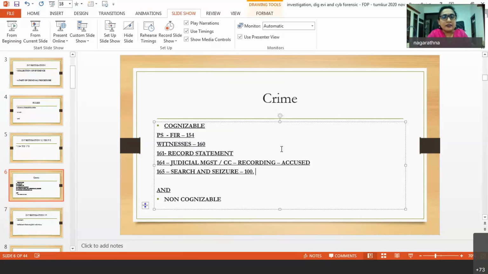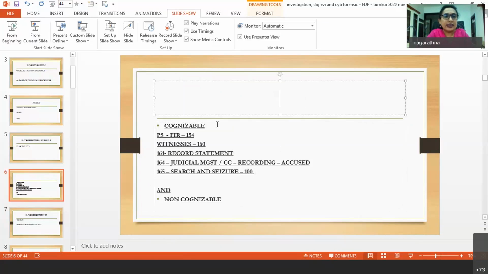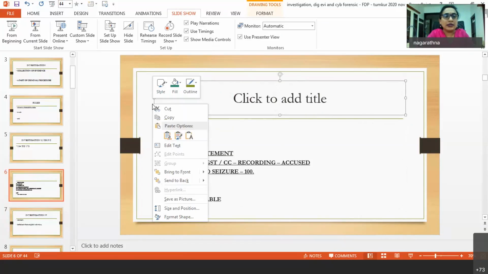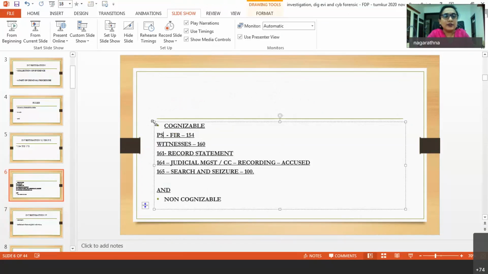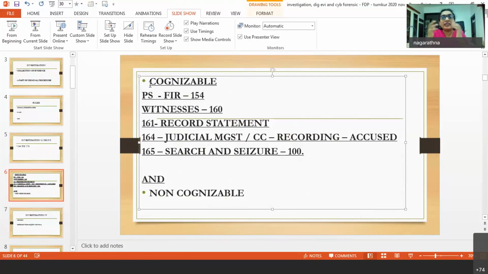Now what is 100? Section 100 just says that when you go to conduct search and seizure, along with you, take two people who can be witnesses to the search and seizure. Example, I'm going to the house of A to search for some evidences. When I go, I should take with me two people who are residents of that place where I'm conducting the search, that is, from the neighborhood. And they should be respectable people. They shouldn't be the ones who have criminal records. They should be respectable, independent people of that area.